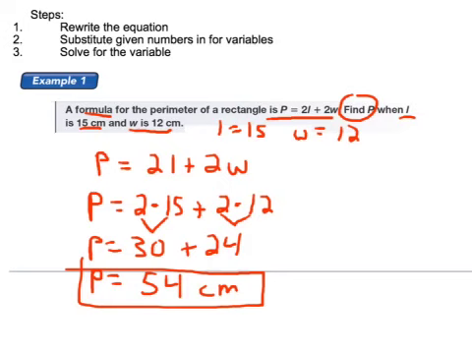Okay, so again, rewrite the equation first, then plug in the numbers you're given, and then just solve for the letter. Okay, let's do one more example.